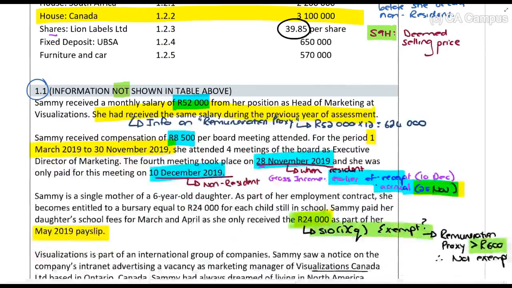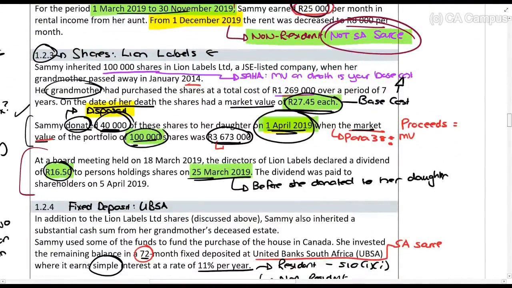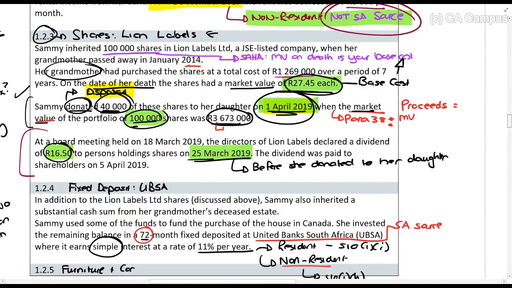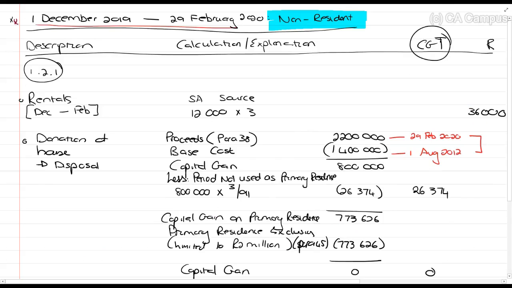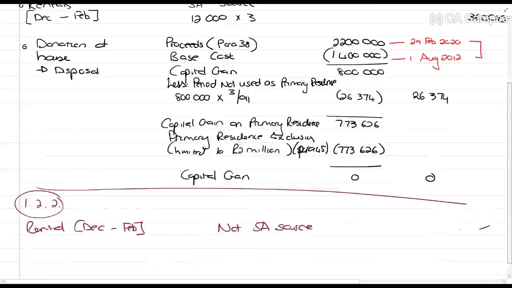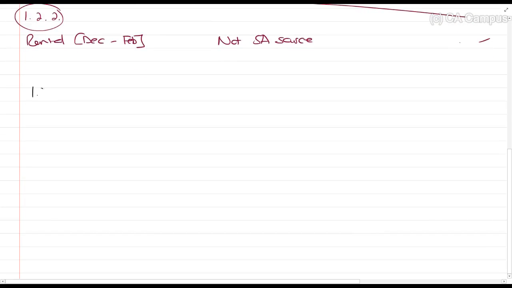Right. Then what happens after she immigrated to those shares? Anything that happens after 1 December 2019? Nothing. So when she's a non-resident, for these shares, nothing else happens. Nothing happens.